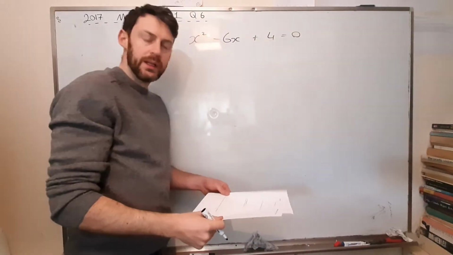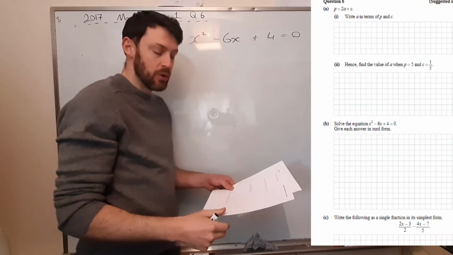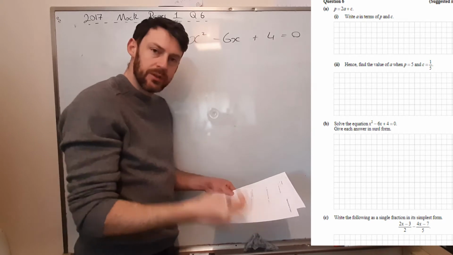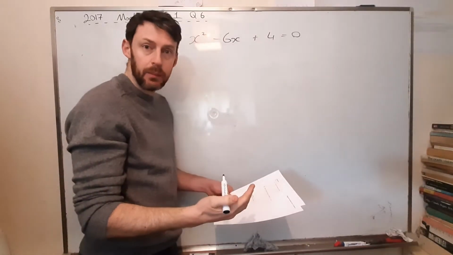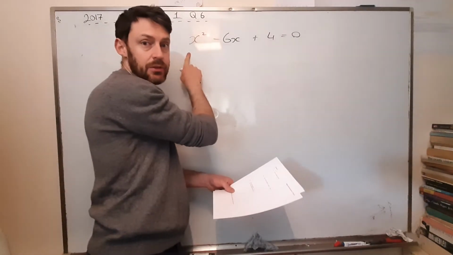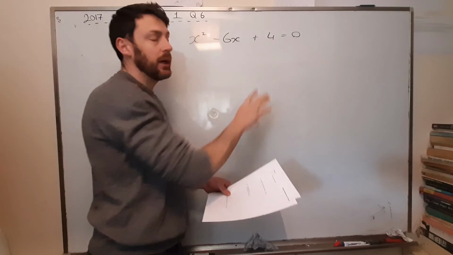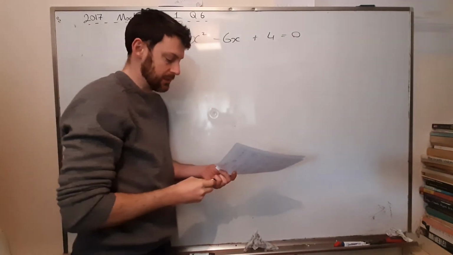Okay, so it says, solve the equation x squared minus 6x plus 4 is equal to 0. Give your answer in surd form. Now for me that's a hint that maybe the minus b formula is a good idea to use here. Now you could try and factorize this in other ways, but I'm just going to go with the minus b for the moment because it's the simplest.